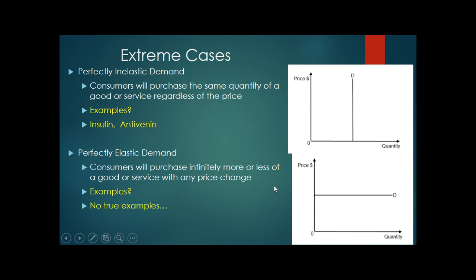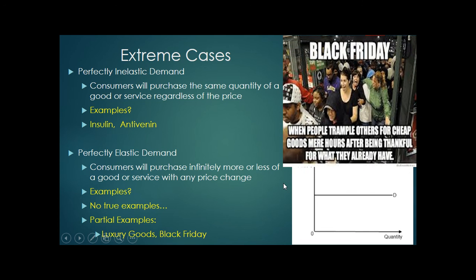Well, there's actually no true examples of perfectly elastic demand, but close examples are luxury goods, Black Friday, things like that, where people are going to buy it no matter what price you put it at, right? Does it really matter if that Birkin bag is $10,000 or $15,000 or $200,000? It really doesn't matter. You're still going to have the same clientele of people buying it, right?